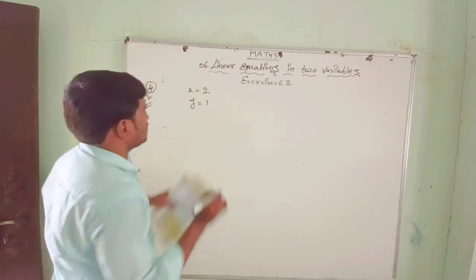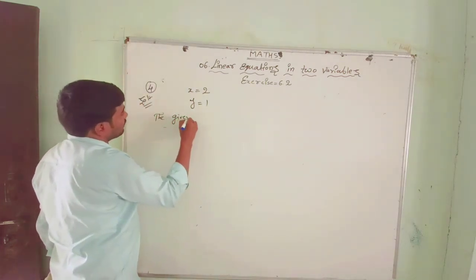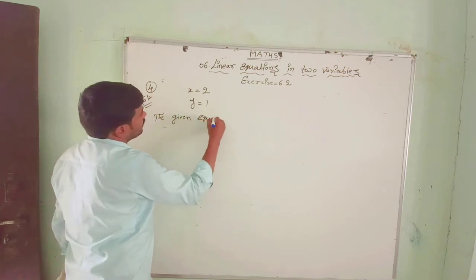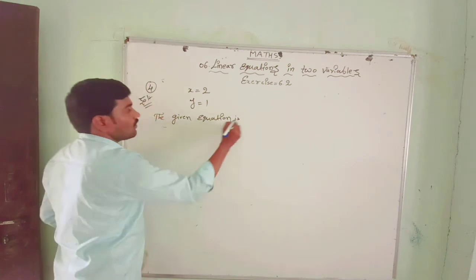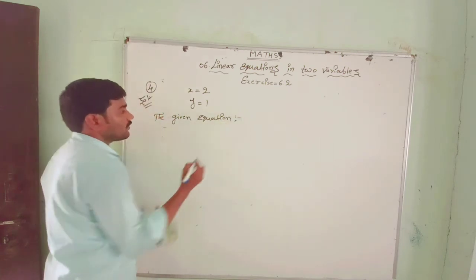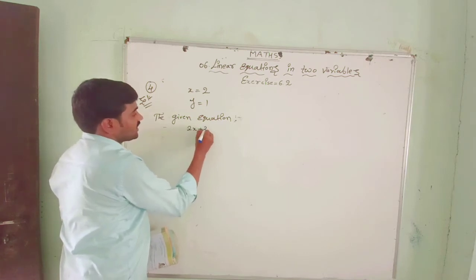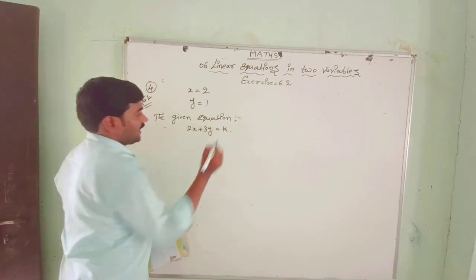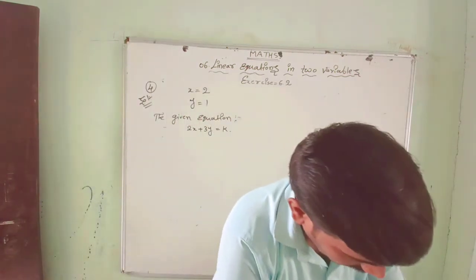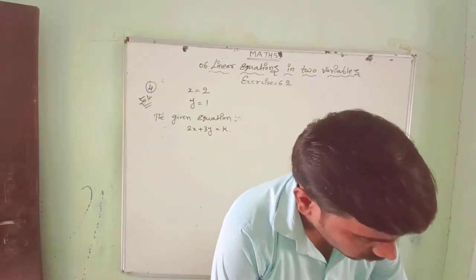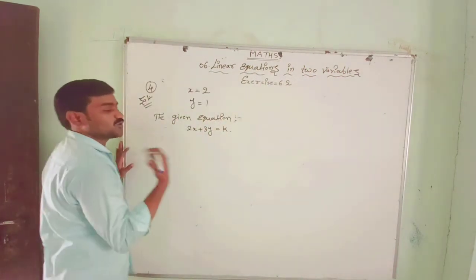The given equation is 2x plus 3y equal to k. We need to find out the k value here. Find two more solutions for the resulting equation. And we have to find out the two more solutions here.